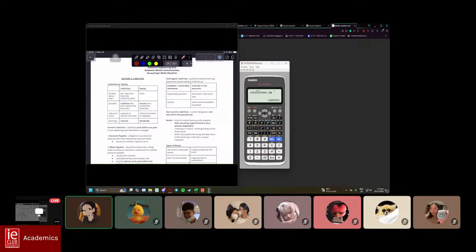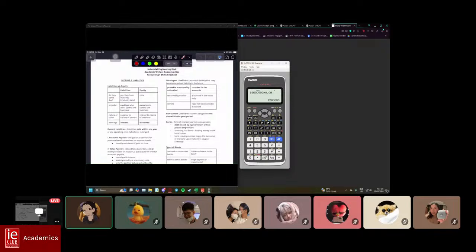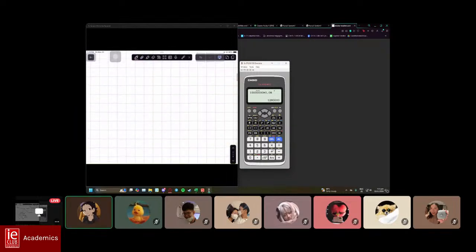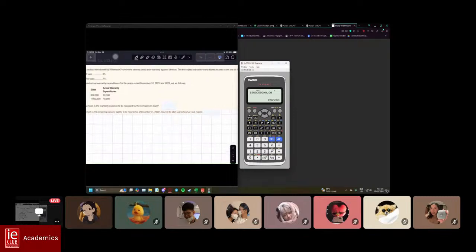And then the most common example for this is warranties. And also just remember that they will only be recorded if they are probable and reasonably estimated. Of course, you need both of these because if it's not reasonably estimated, then what are you going to record? Because you still need to put a number there.